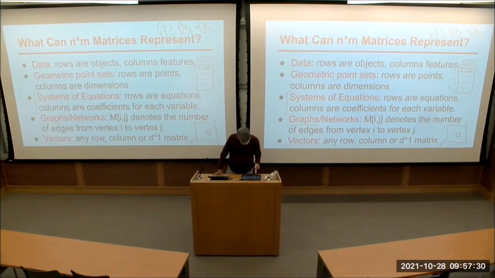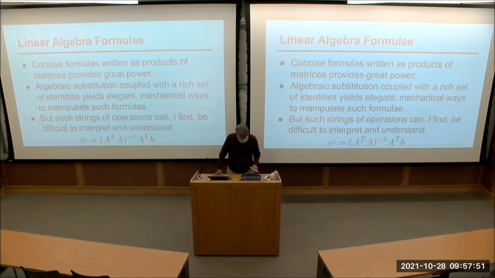And sometimes it's very useful to think about graphs as matrices. Vectors are sort of d by 1 matrices, one-dimensional matrices. And often we will think about just any row or any column as defining a matrix. Any questions? So matrices are useful because they can represent lots of things.